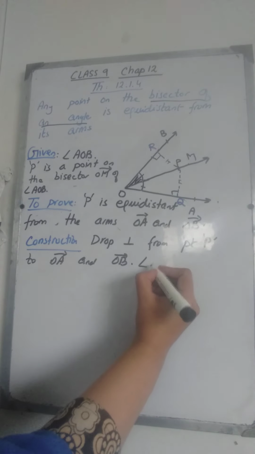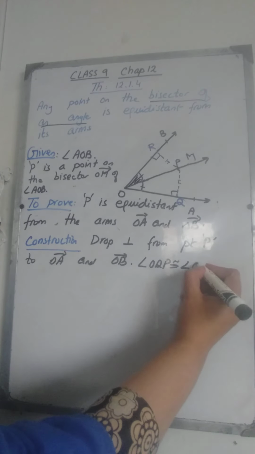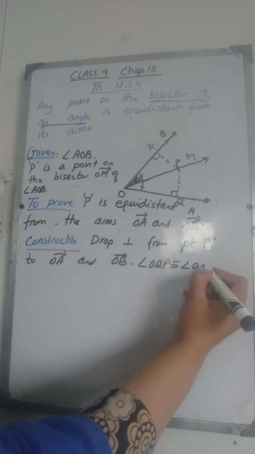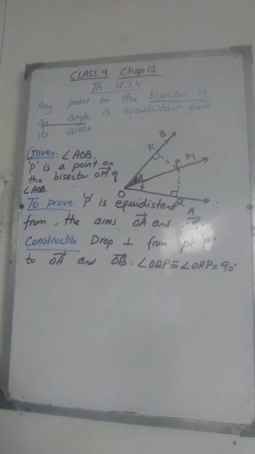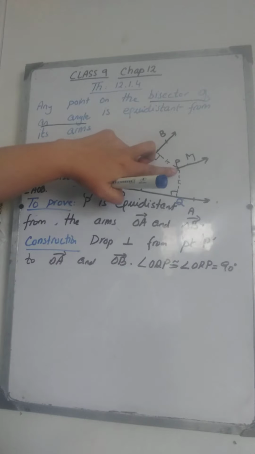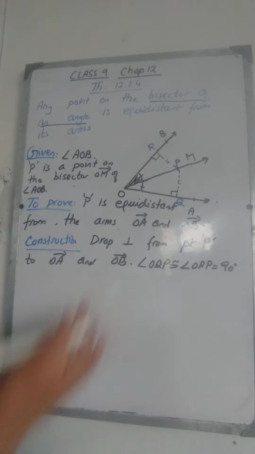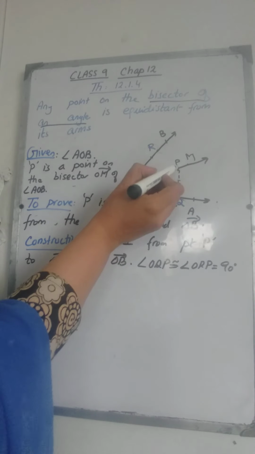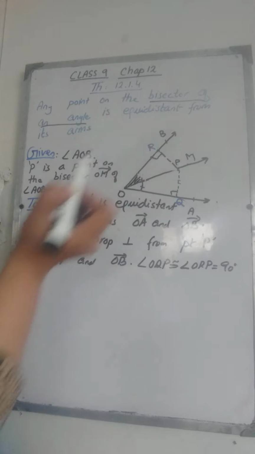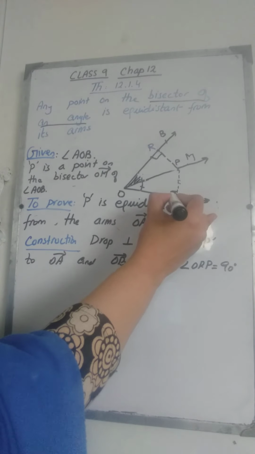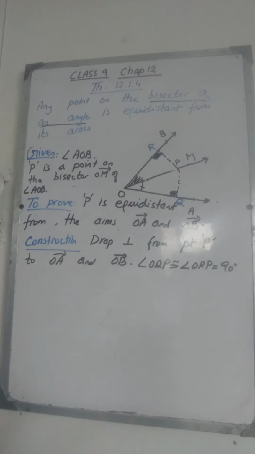So angle OQP will be the same as angle ORP, and both are going to be perpendicular, because whenever we take the distance of a point from a line, it is always the perpendicular one. Do you remember that? This is the perpendicular we need to drop. So this angle is 90 degrees, and this angle is also 90 degrees.